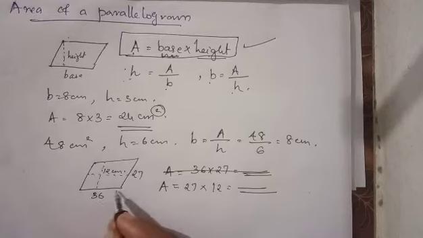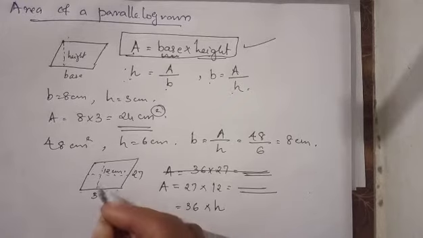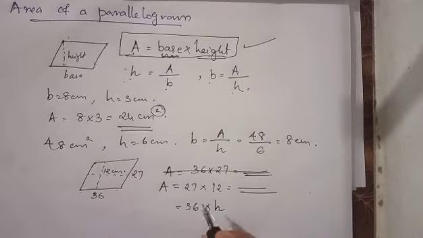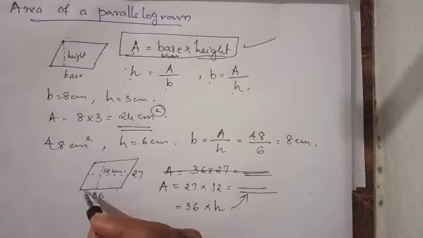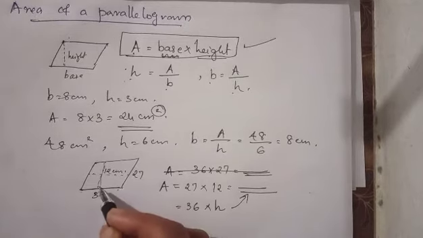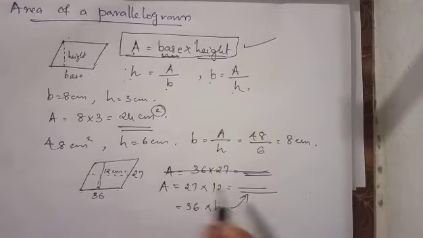Then when we are considering 36 as base, the height we don't know. That time also same area you will get. This same area only you will get because it is one figure only. So when we are considering this side and this height, you are getting area. This side and this height, you are getting area. Both areas will be same.